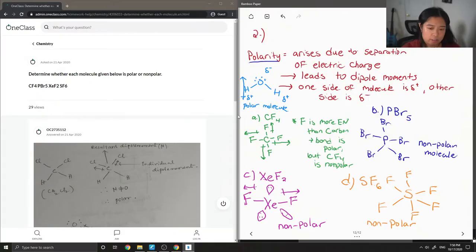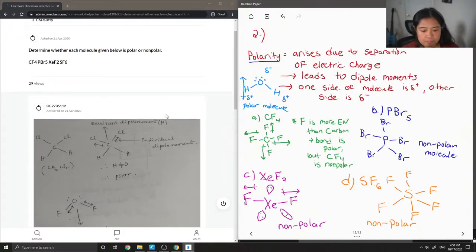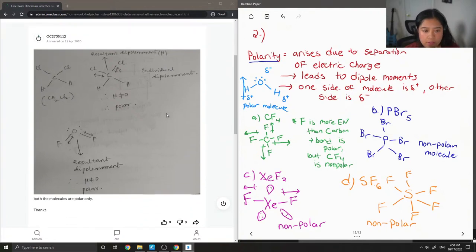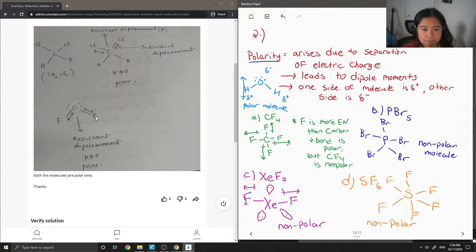Okay, so let's see what our junior tutor said. So it looks like they were given different molecules all together, but the answer is correct, what they said. You can see, this molecule is an example of a polar molecule. If you were to have 2 chlorines on one side and then 2 hydrogens on the other, then you have a dipole moment going towards the chlorines. So this is a polar molecule. And then here we have another polar molecule.